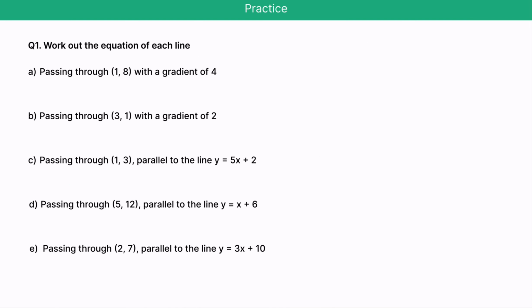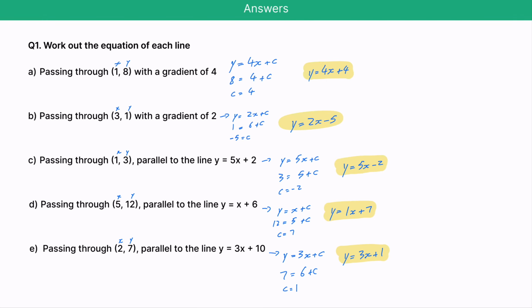So here are some practice questions. Press pause now and have a go. I'm about to put the answers up now. Here are the answers. Mark your work.